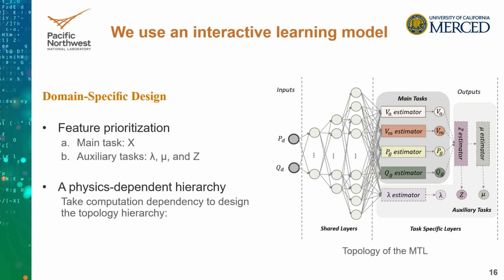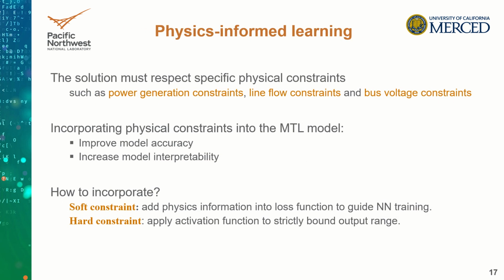So in the model training, we will focus on the main task X, and we will use the auxiliary tasks lambda, mu, Z as an augmentation to provide some additional information for the main tasks. Besides that, we will take the computation dependency in the numerical solving process to design our model topology. Also, to make our model more understandable, we will incorporate some physical information in our model.